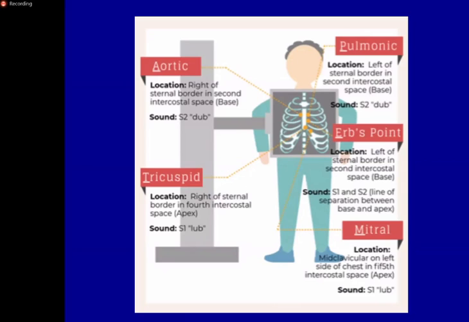So aortic and pulmonary valves together will make the second heart sound, and the tricuspid valve and the mitral valve closure would make the first heart sound.